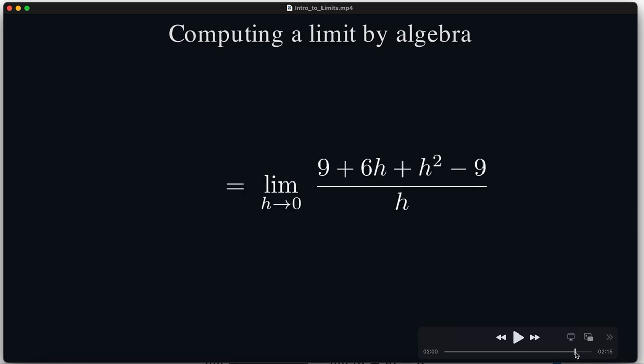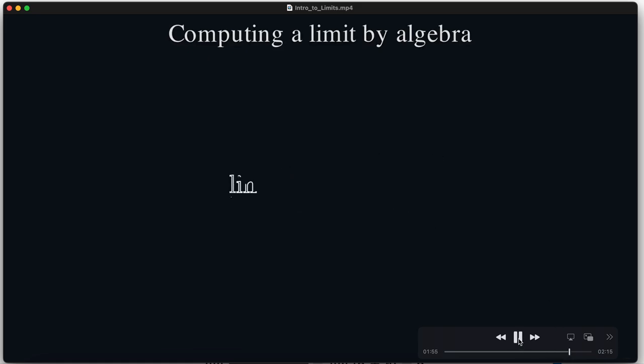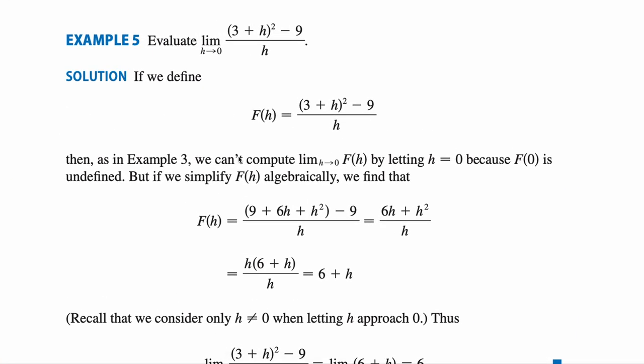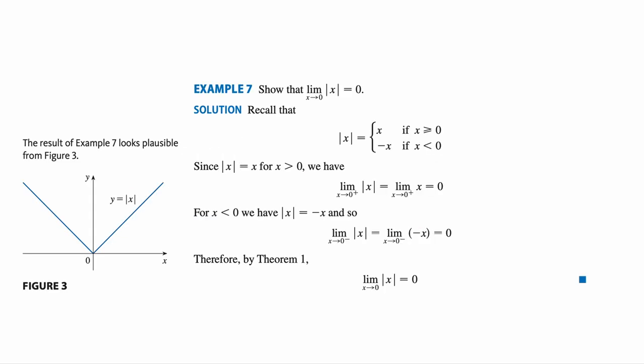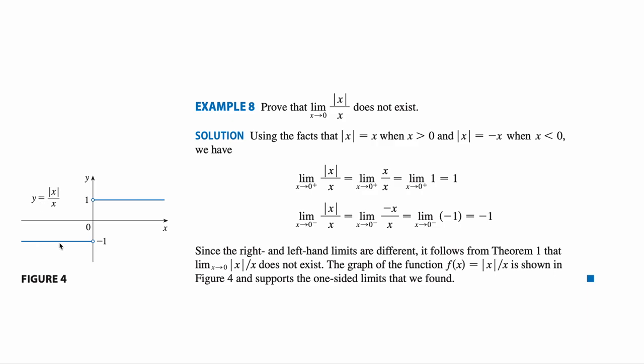And here's another one where it's the same thing. If you notice, when I plug in h is 0, you also get 0 over 0. And that's the case that's really most common. So we did that. We also saw one-sided limits earlier in the animation. For example, the limit on the left here is -1, but the limit on the right here is +1. Because the limits are different on those two sides, the limit does not exist.